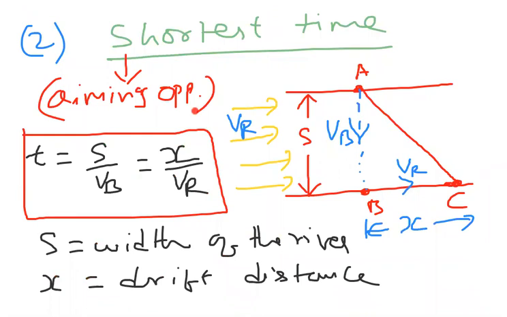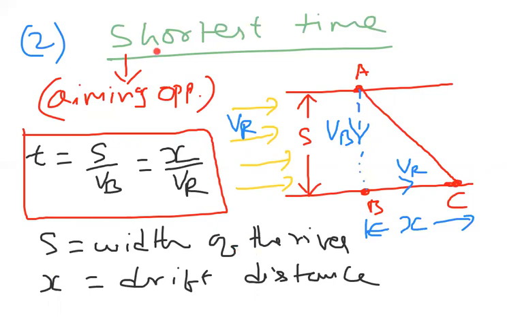Shortest time is, remember, aiming opposite. Everybody has an aim to reach their goal, but because of the river flow, the boat is traveling in this direction. The river flow pushes the boat, and we reach the point C. We are drifted from point B to C. This distance is called the drift distance, that is X. And the width of the river is S.